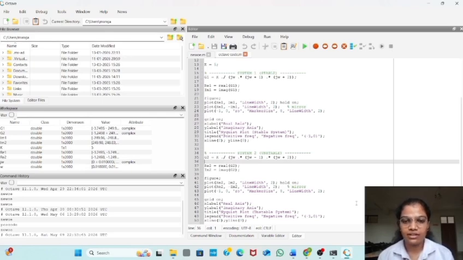Next is xline of 0, yline of 0. This command draws the horizontal and vertical axis. This improves the visualization of the Nyquist plot.